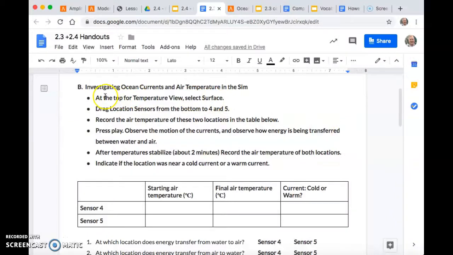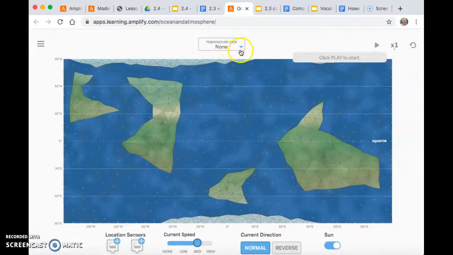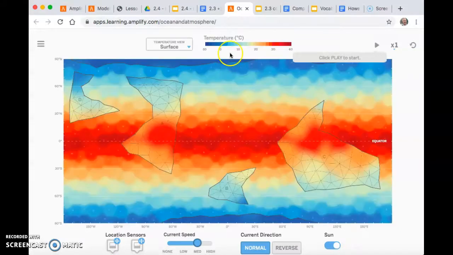Okay, so for this part, we're going to be following these directions right here. At the top for temperature view, select surface. So right here at temperature view, I'm going to select surface. So it should look like this.